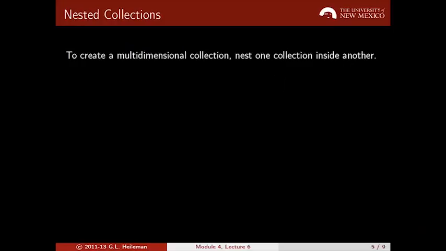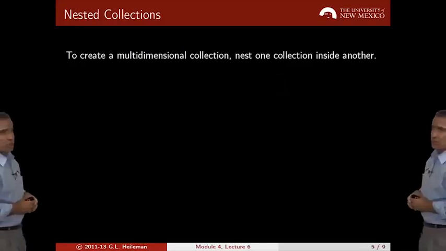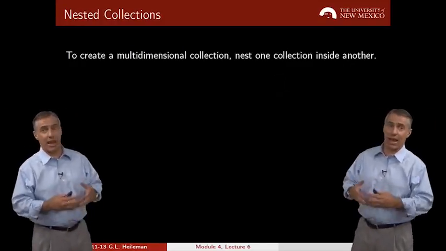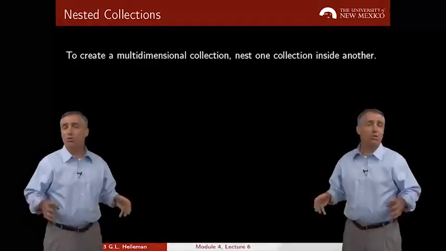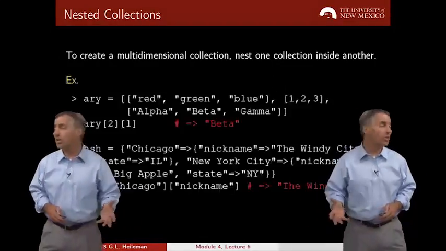Now, how do you create multi-dimensional arrays or multi-dimensional hashes? Or you can have a hash where each element is an array, or vice versa. It's easy to do in Ruby. You just nest one inside of the other.